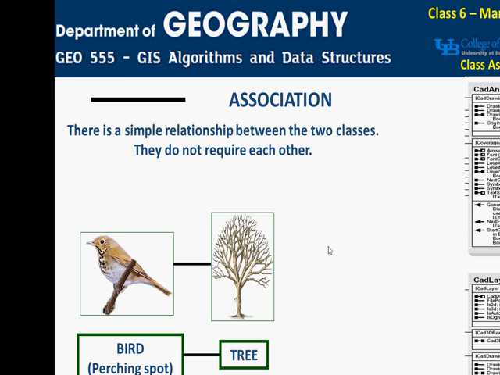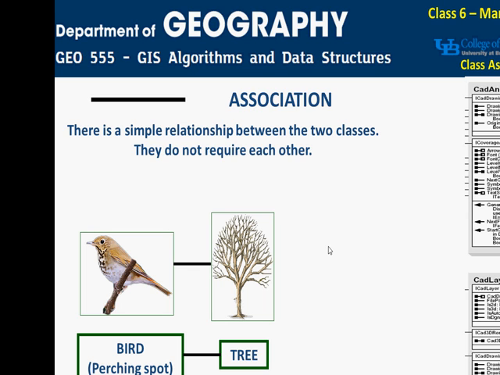And then in the simplest example, I should say the loosest example, two classes can have an association. They do not require each other. The bird and the wing require each other. The bird and the tree have an association. The bird may build a nest in a tree. It may roost or sleep in the tree or perch in it. But they do not require each other to exist.